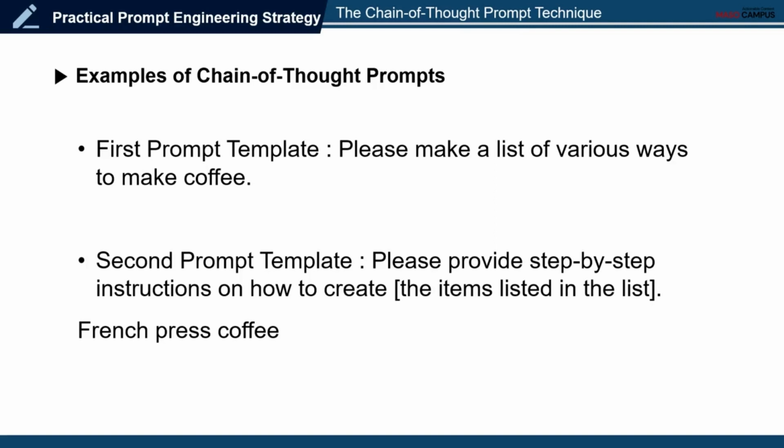For the first prompt, we request a list of various coffee-making methods. Various methods can be presented in this list. Among them, there might be a coffee called French press. If so, we can request step-by-step instructions on how to make a French press coffee. Let's actually run this chain prompt through an AI service.